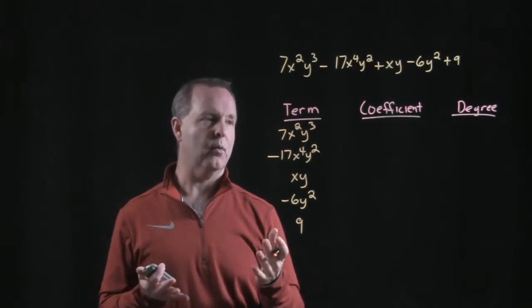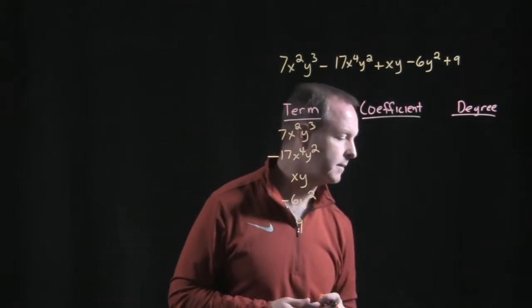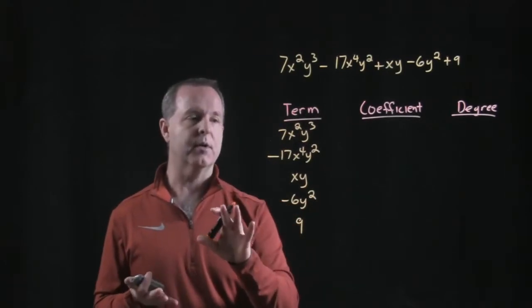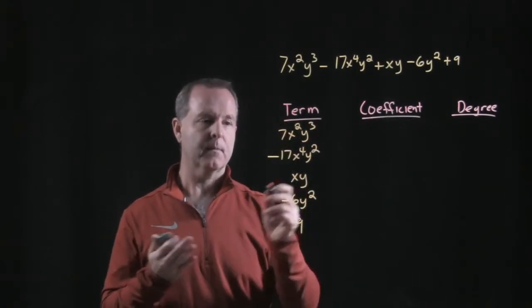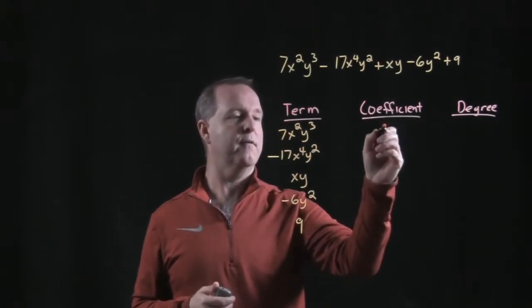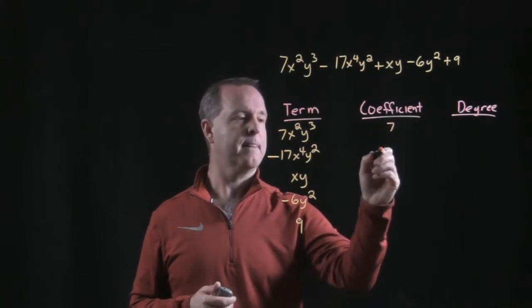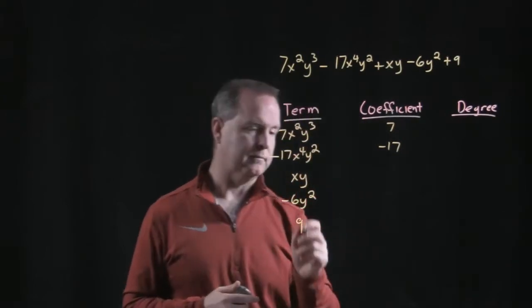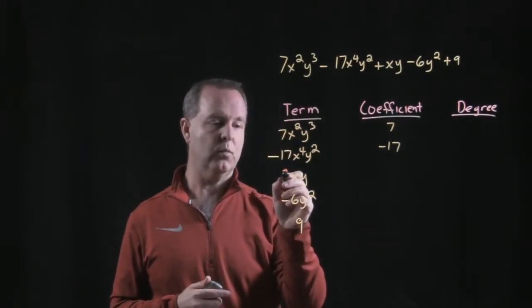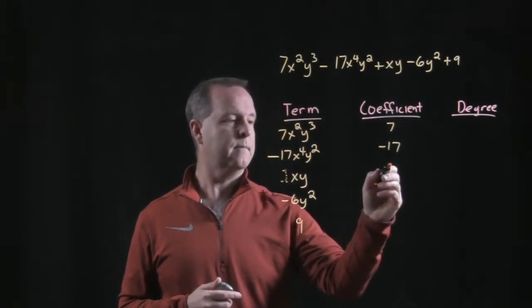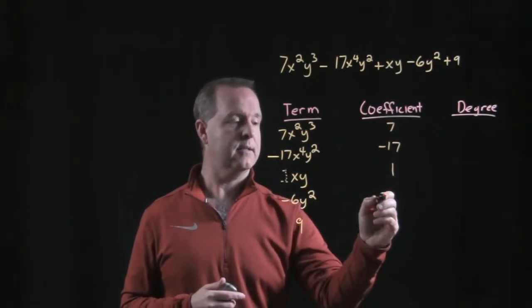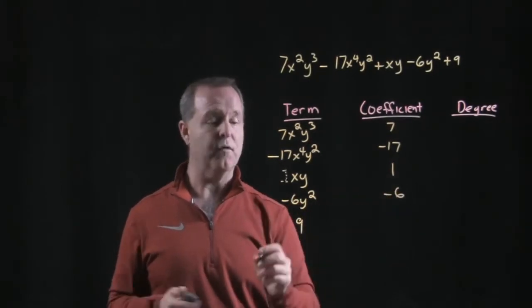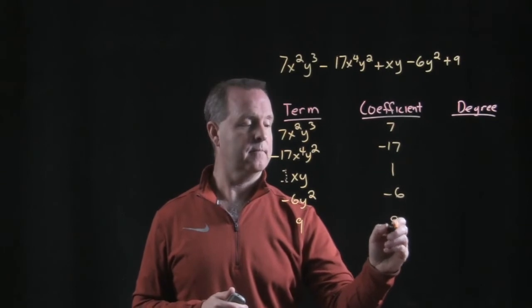The next component that we're looking at is what are the coefficients. Coefficients are the numbers in front of the terms. So we have a coefficient. This first one is a 7, negative 17. What do I do with this xy right here? Well, remember, it's an understood 1. Negative 6. And this constant itself is just a coefficient.